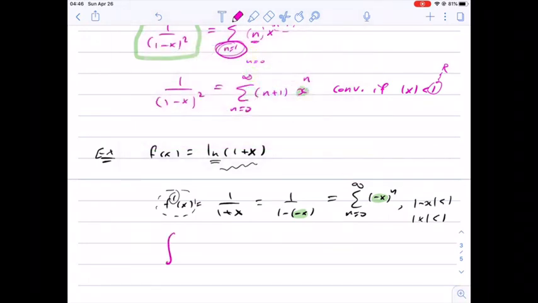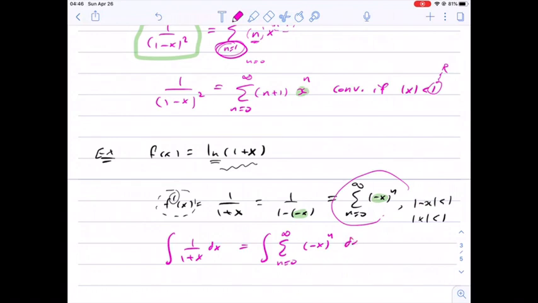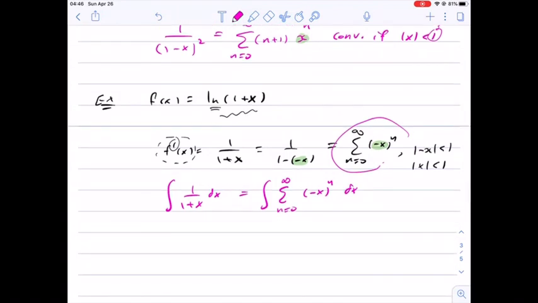So we integrate both sides. We integrate the left hand side and we integrate the right hand side. The right hand side is the integration of the sum from n equals 0 to infinity of negative x to the power n dx. Now, integrating the right hand side, we can insert the integral here, or exchange the sum and integration.